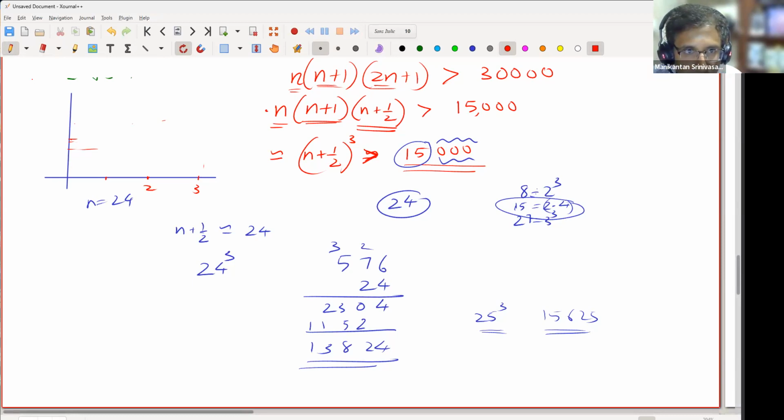So 8 is here. 2 cubed is 8. 27 is thrice that, more than thrice that. It's somewhere here. And 1 cubed is 1, right? So it's 8 times, and 0 cubed is 0. So the graph is actually very steep, like this.